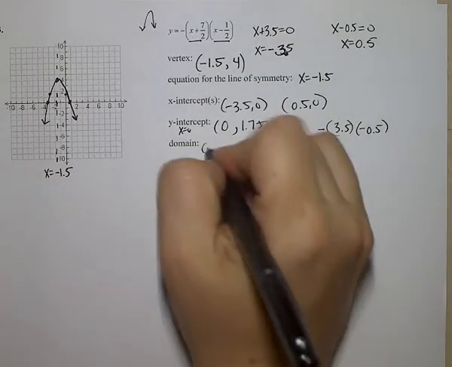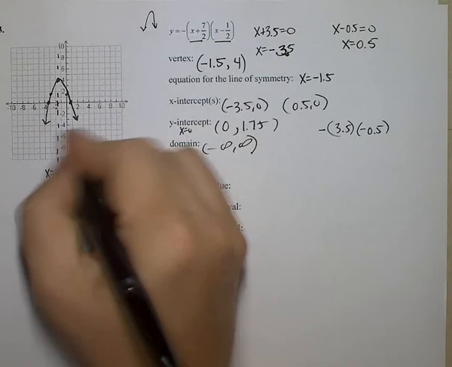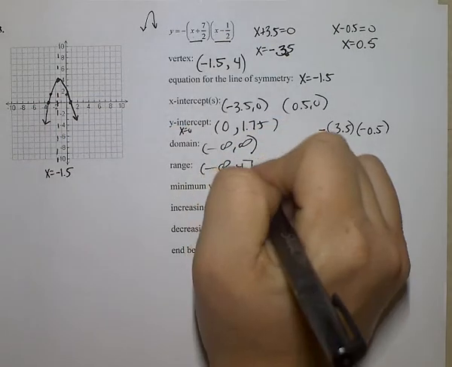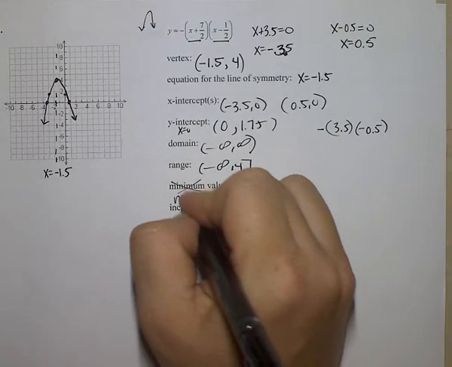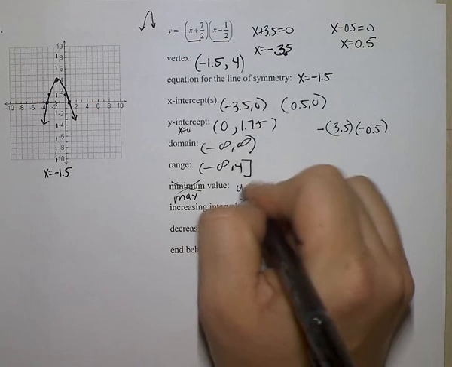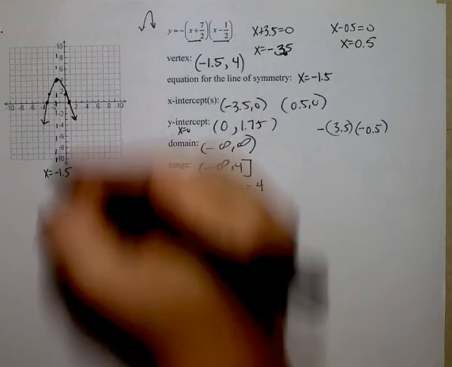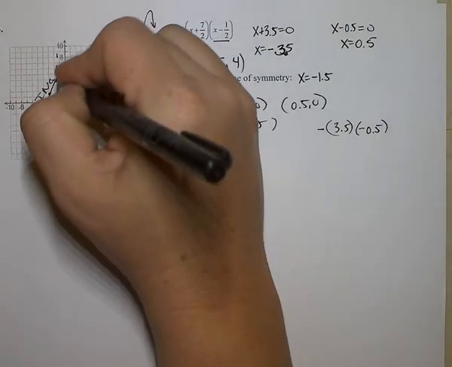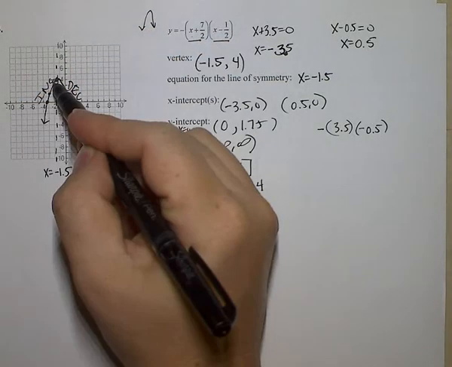Domain is negative infinity to positive infinity. Range, there's no limit how low it goes. It goes up to a y value of 4 and it's included. Please cross this out and write max. Your maximum value is y equals 4. From left to right, it is increasing. Okay, it hits neutral, and then it begins to decrease. Increasing, neutral, then begins to decrease.